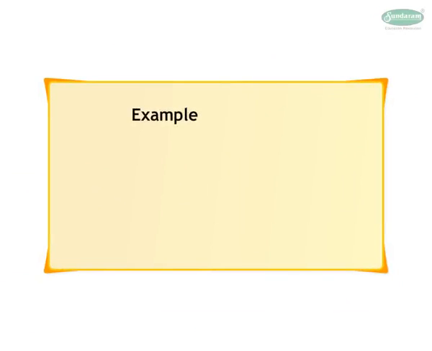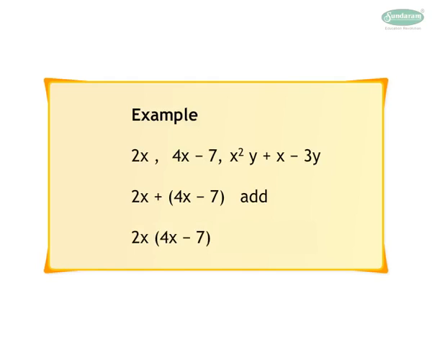We know 2x, 4x minus 7, x square y plus x minus 3y are algebraic expressions. We know how to add 2x and 4x minus 7. We also know how to multiply 2x and 4x minus 7. Let us begin the chapter by doing the same operations on the following problems.